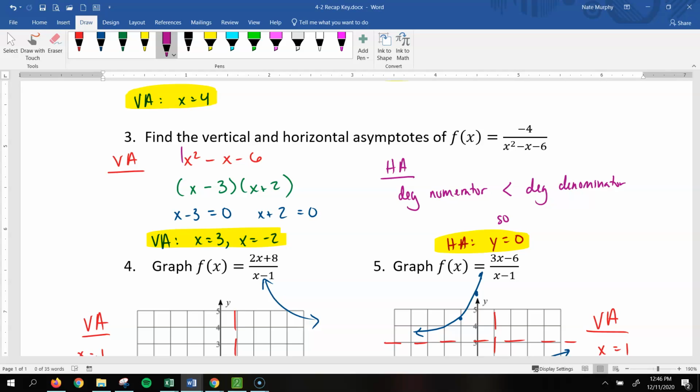So then we end up getting x minus 3 times x plus 2. So we set each of those factors equal to 0. And we end up getting our vertical asymptotes. That would be x equals 3 and x equals negative 2.